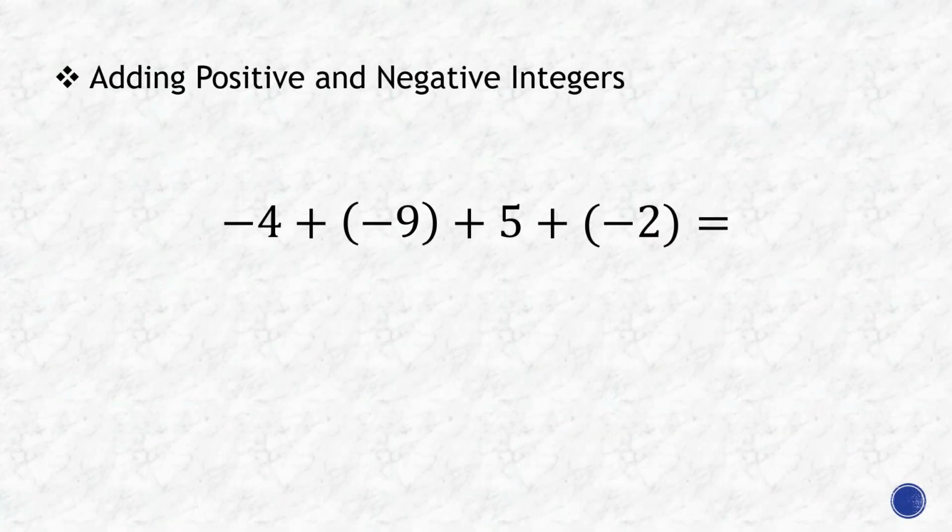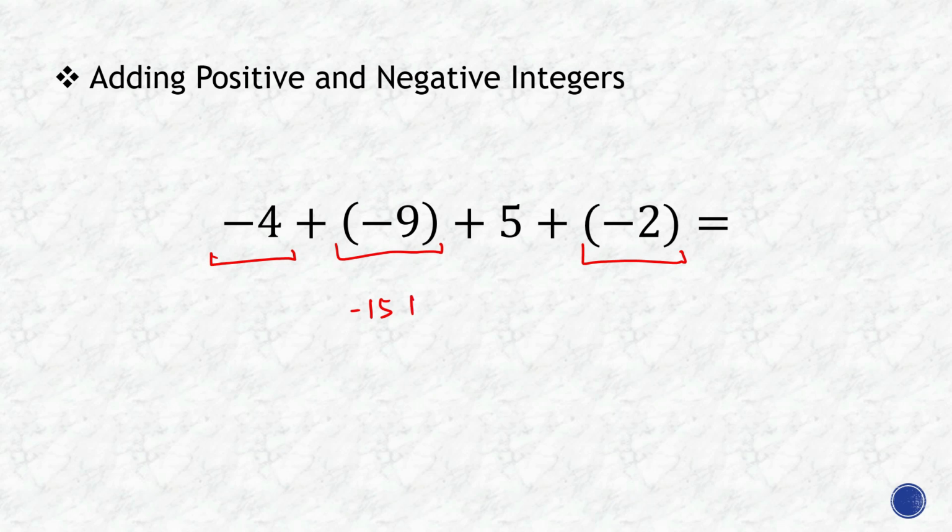Let's go to the second to the last example. We have four integers here, negative 4, negative 9, 5, and negative 2. Again, my advice is add first the ones that have the same sign. So you have 4, 9, and 2. That equals 15, right? All of them are negative, so the answer will be negative 15. 4 and 9 is 13, and then you add 2 is 15.